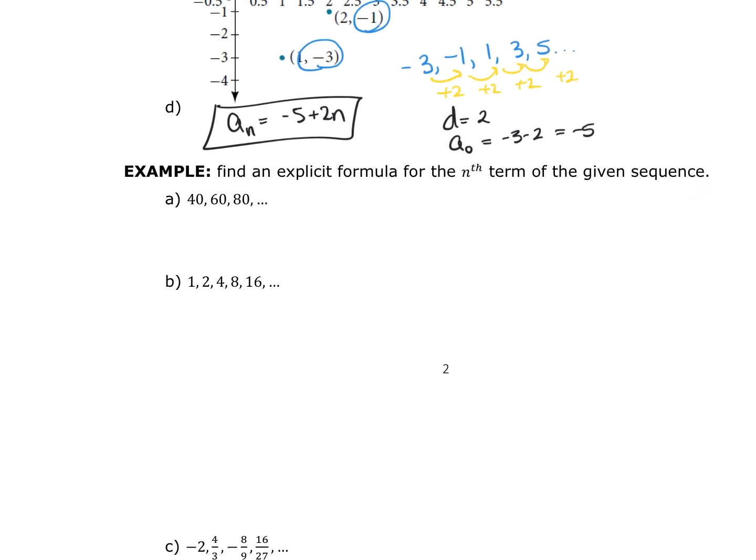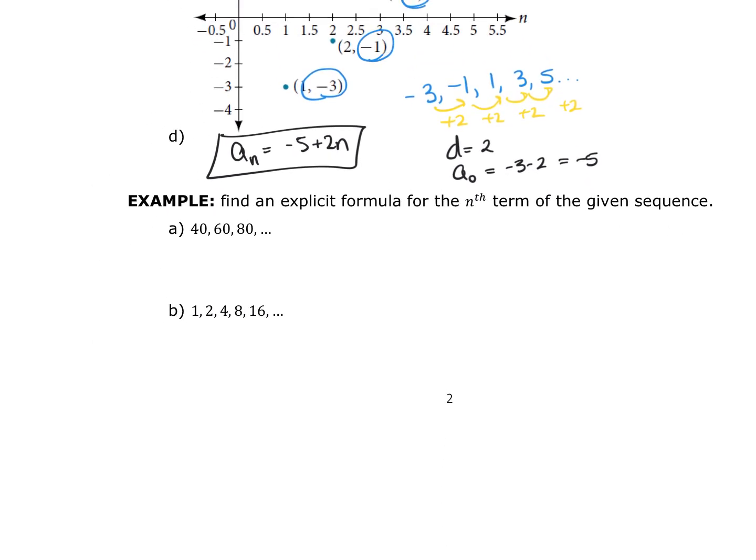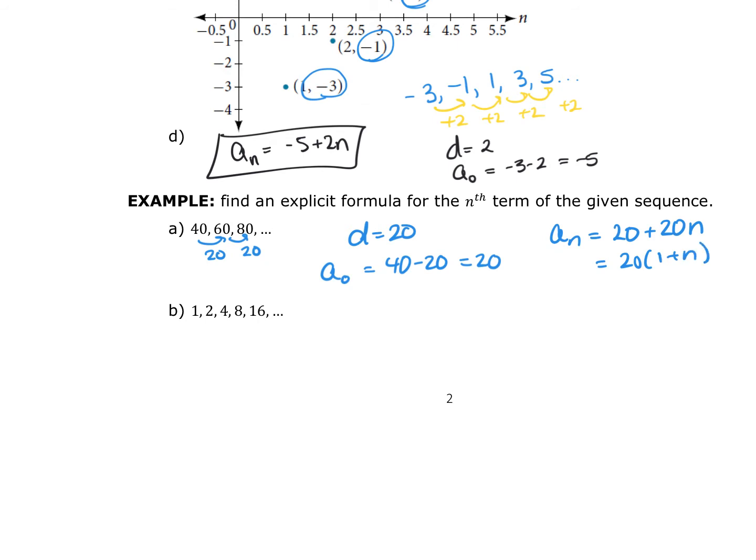That's okay. So taking a look at A, this goes up by 20, this goes up by 20, my d is 20, my a sub naught is going to be 40 minus 20, which is 20. My a sub n is going to be equal to 20 plus 20n, and if I wanted to, I could do 20 times 1 plus n if I'm inclined, because I have the 20 as part of both of them. Okay, so let's take a look at the next one.